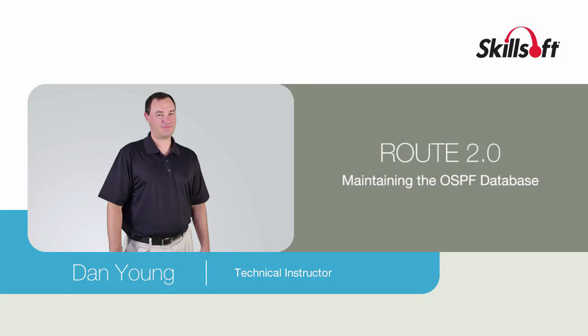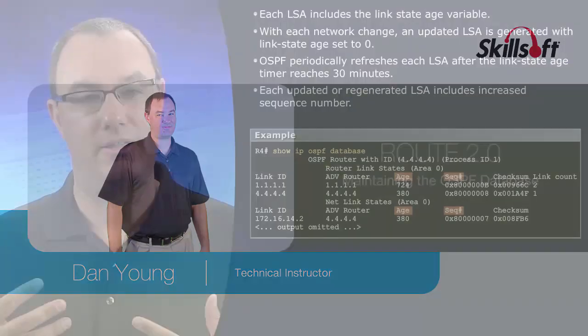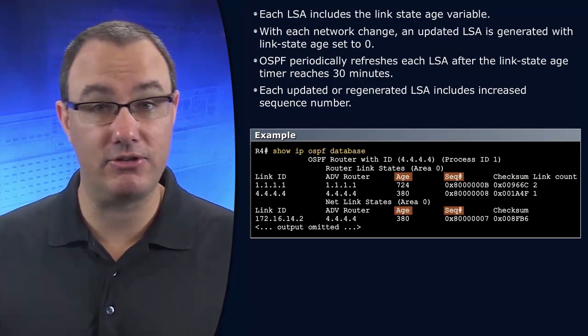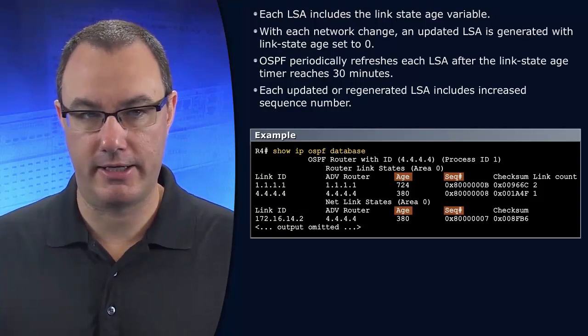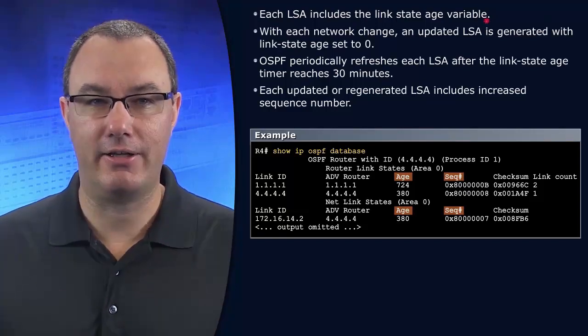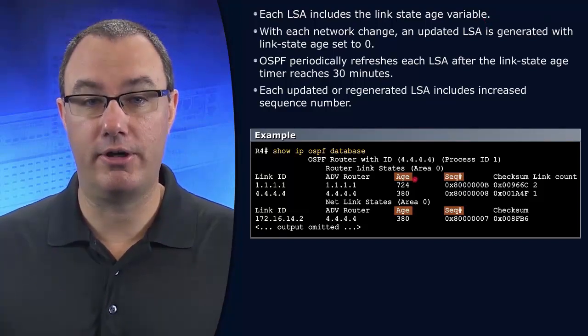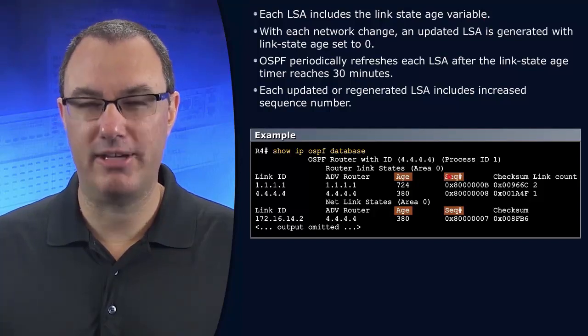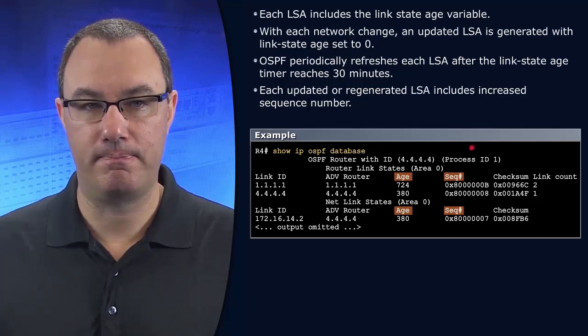Link state advertisements describe all of the network connectivity within our autonomous system, at least from OSPF's perspective. It's got things like the age, how long it's been in there, and a sequence number. Let's gain a little bit more understanding of these.